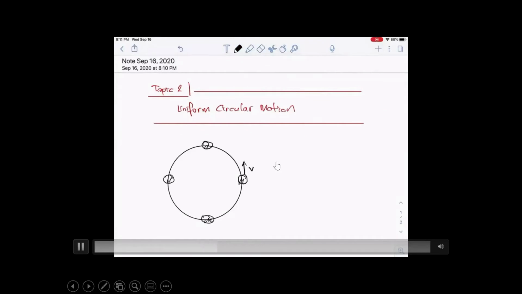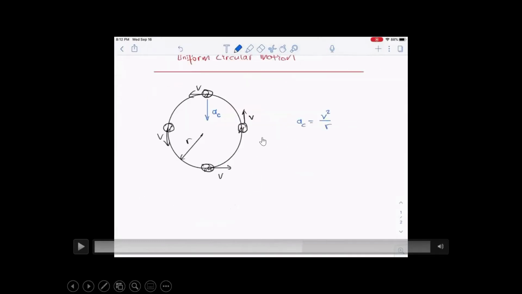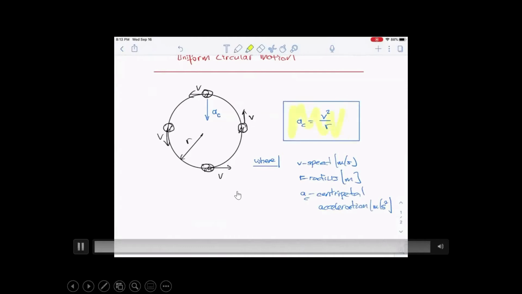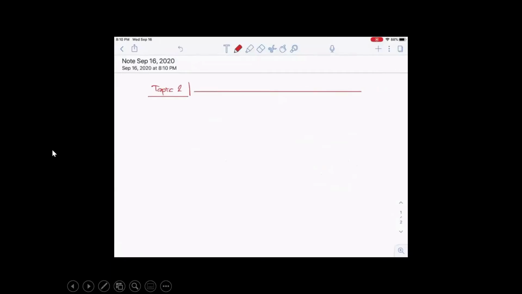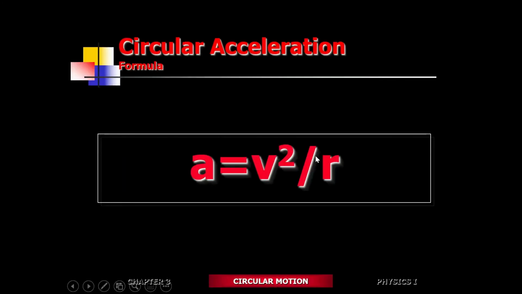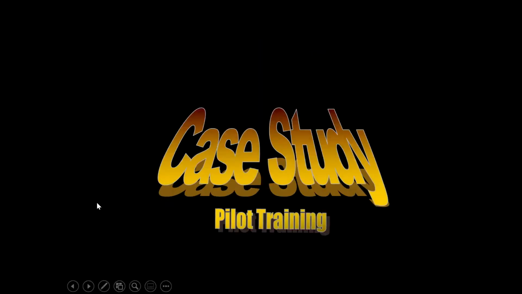Uniform circular motion means that the object is moving at a constant speed, so the speed is not going to change. R is your radius, and the acceleration is directed towards the center. This is the formula that we are using: the square of the speed divided by the radius. V is your speed, R is your radius, and that is going to be your centripetal acceleration. The C means centripetal, or center-seeking, or center-directed acceleration. The square of the speed divided by the radius is going to give you the centripetal acceleration.